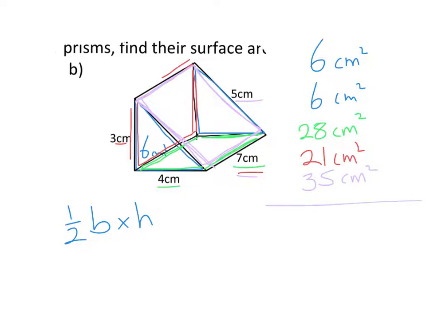Okay, and then all I need to do is add them all up. So 6 plus 6 plus 28 plus 21 plus 35. And that is 96. So our total surface area is 96 centimeters squared. Now again, it is area, so it has to be centimeters squared.